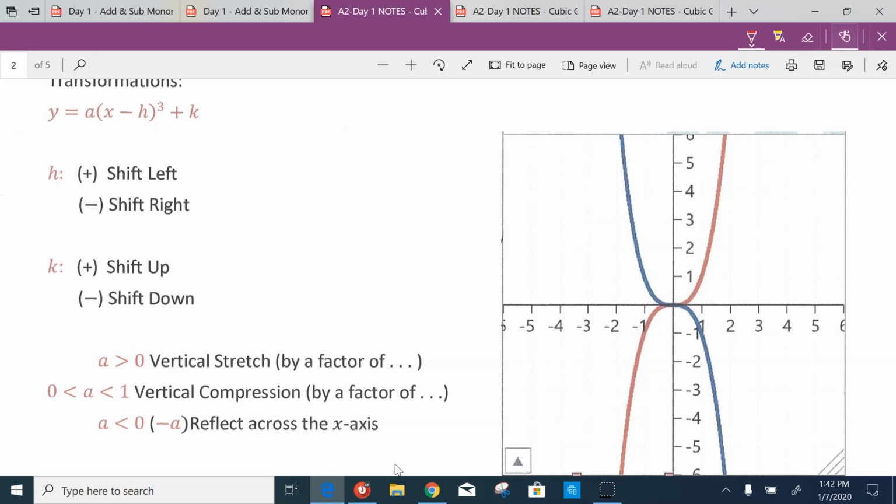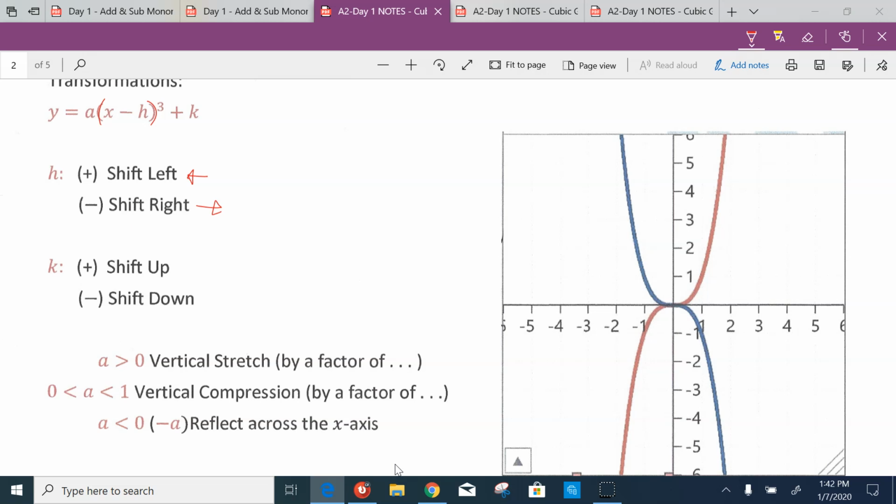If you take your x value to the third power and you add or subtract numbers, when you subtract a number, it moves stuff to the right. And when you add numbers, it moves stuff to the left. So plus makes things move to the left, and subtracting makes things move to the right. It shifts things over.